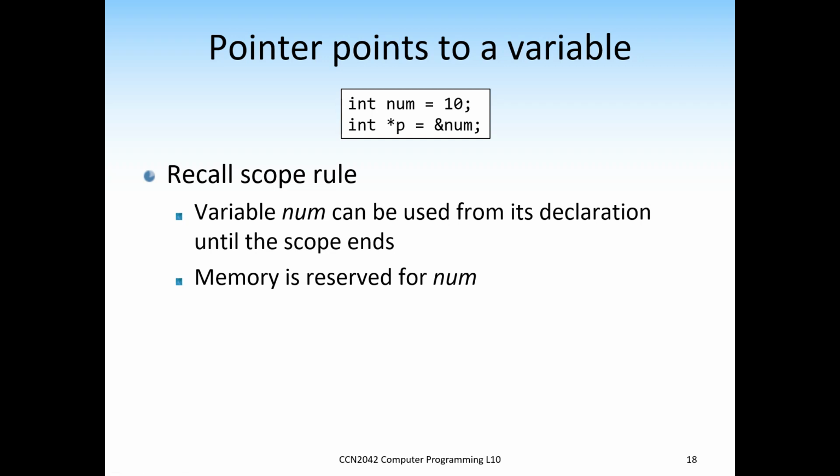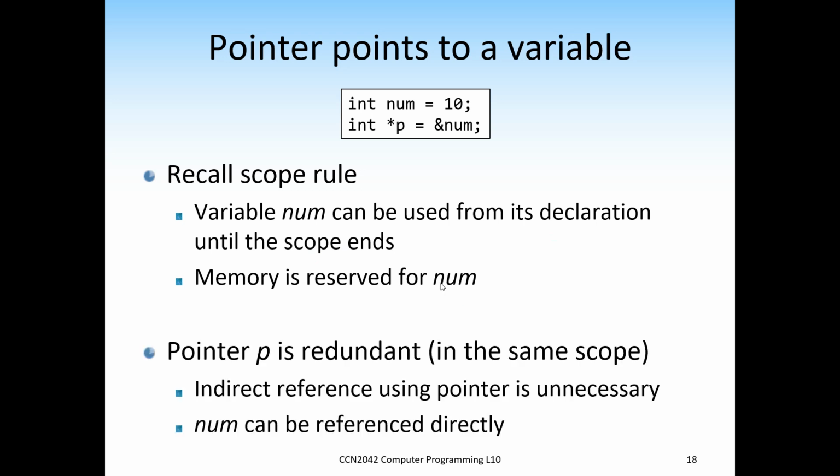So here we have the pointer pointing to the variables. We did it already. So num equals 10, and then the pointer points to the address of num. Here, the variable num can be used from its declared scope until the scope has ended. So the memory is reserved for the num. And here the pointer is redundant in the same scope. It means that the indirect reference using a pointer is unnecessary. So here we can just make use of the num.